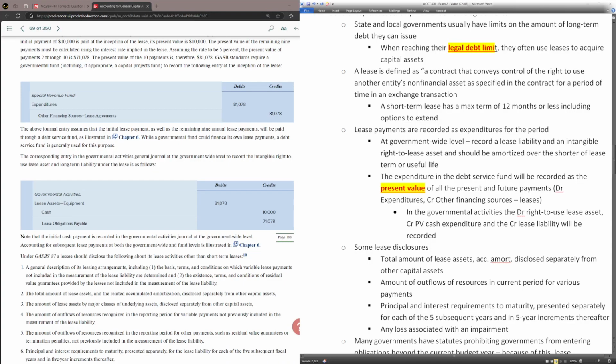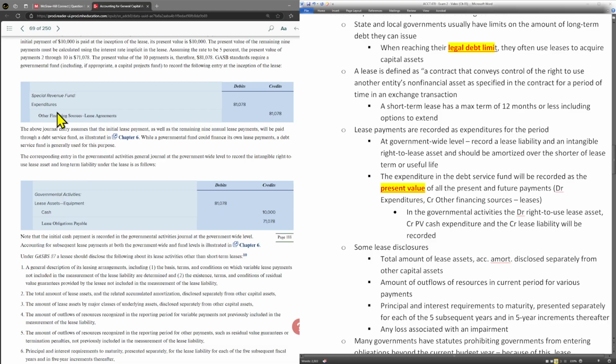At the government-wide level, record a lease liability and an intangible right-to-use lease asset. So here you see a liability, the lease obligation payable, and then you've got a lease asset, equipment. This lease asset, equipment, is what we call the right-to-use lease asset, and it should be amortized over the shorter of the lease term or the useful life. Now we've got this cash here, and you notice that this number, 81078, and these two numbers add up to 81078.